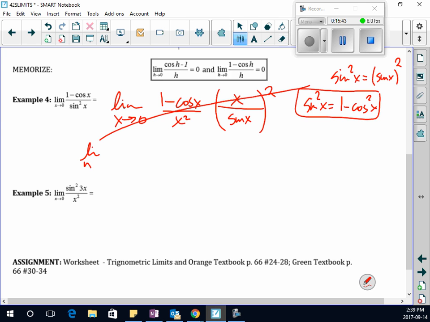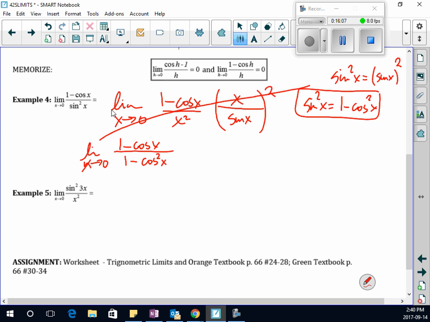Limit as x goes to 0 of 1 minus cos x over 1 minus cos squared x. Okay, so now let's plug 0 in there. What do we get? We get 0 over 0 still. So what do we do now? Factor! Right on! Okay, let's factor.